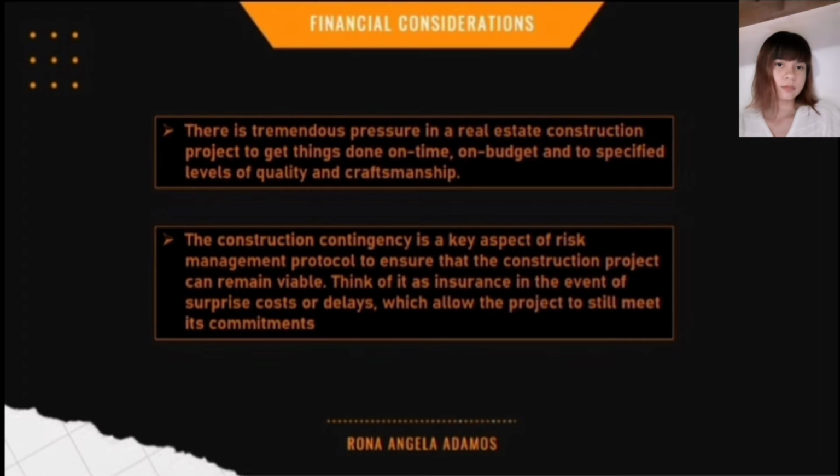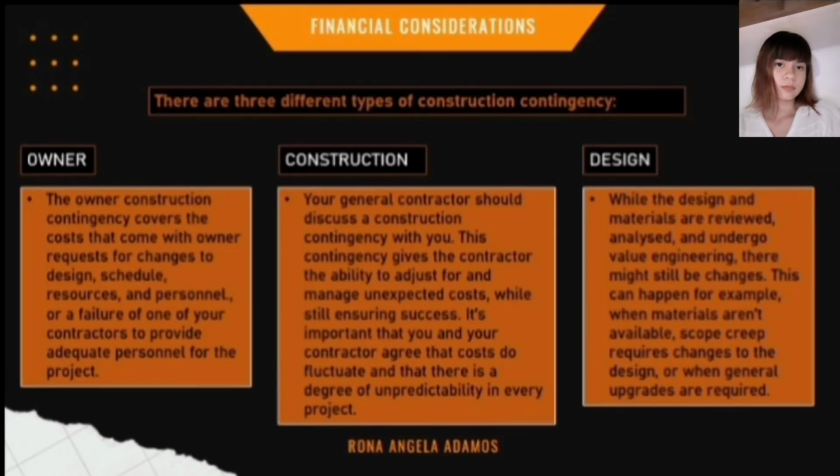Think of it as an insurance in the event of surprise costs or delays, which allow the project to still meet its commitments. Construction contingency refers to a percentage of money reserved to cover unanticipated construction costs or delays not identified in the budget or scope of work for the project. There are three different types of construction contingency.